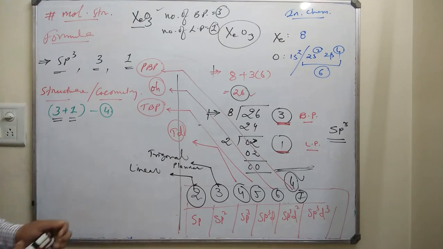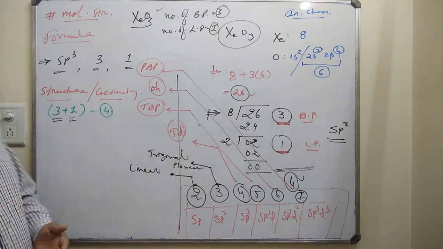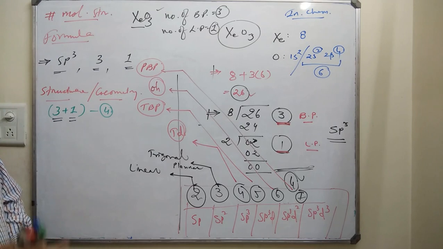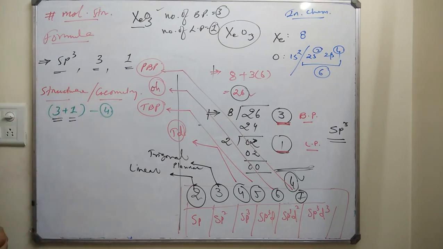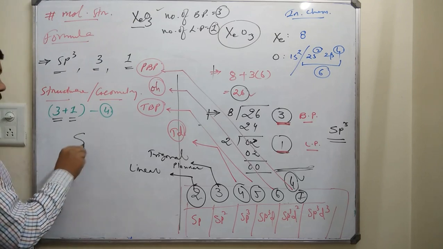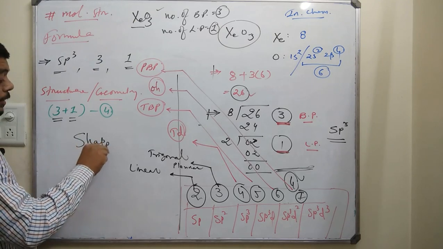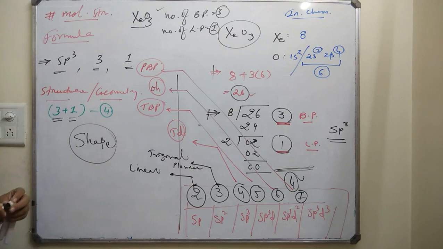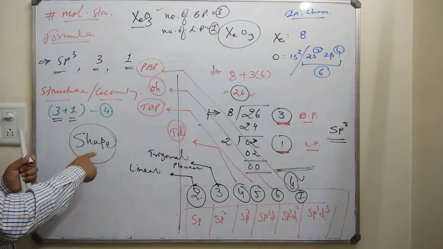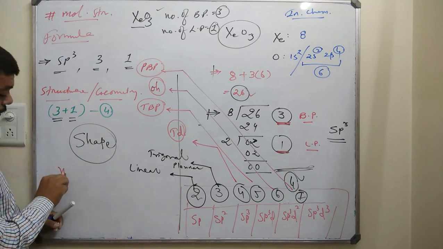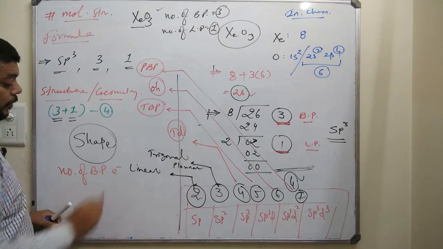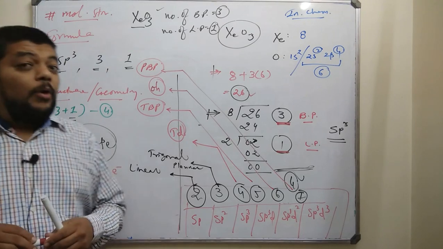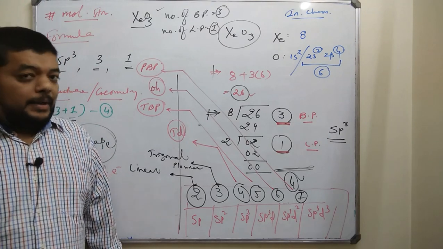So I hope we are clear with 4 things: number of bond pair, number of lone pair, hybridization, and either you call it geometry or you call it structure. But friends, when you come across the word shape, the things change a bit. How do they change? When it comes to shape, it is only the effect of number of bond pair of electrons. It does not involve number of lone pairs.